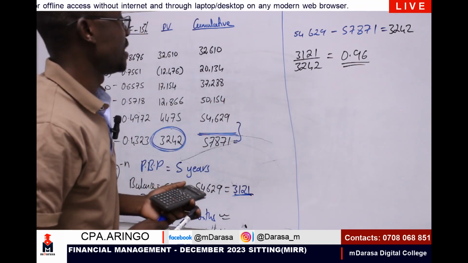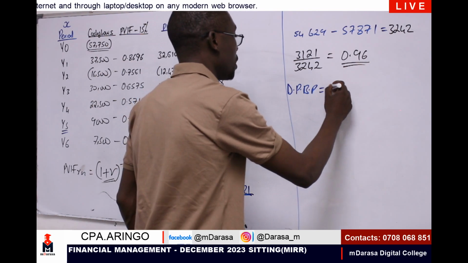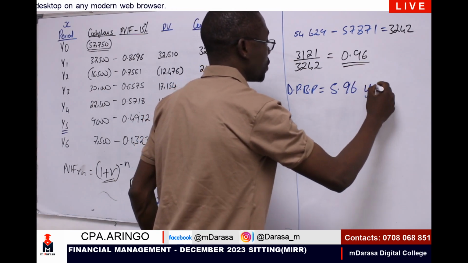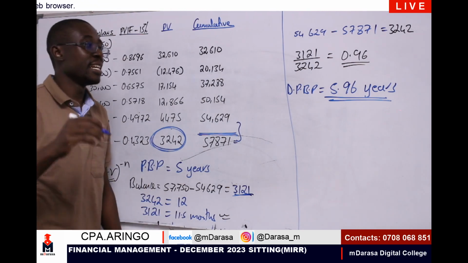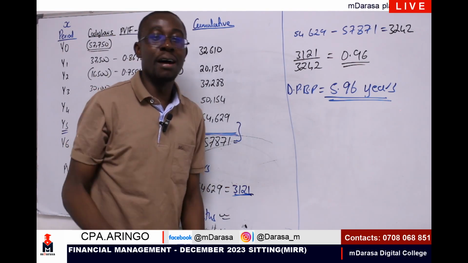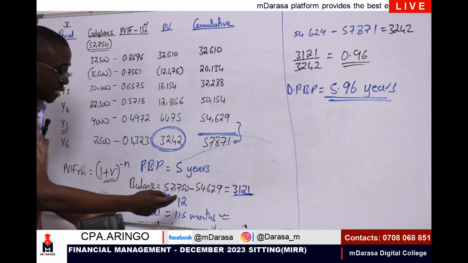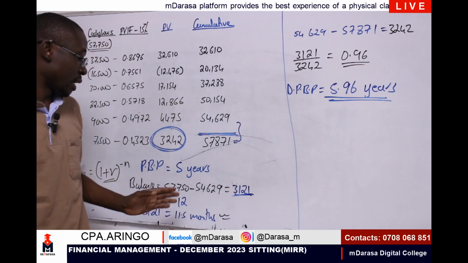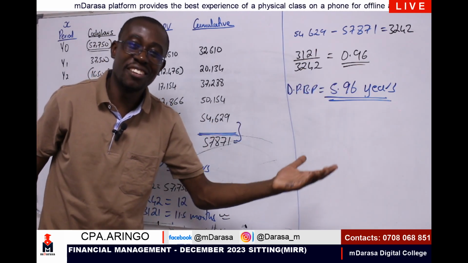So we can agree and say here that my discounted payback period will be 5 years, the one that we had, 5.96 years. That is the time that it will take us to earn our money back, the discounted payback period. So you can either use 5 years 11.5 months, or you can use the 5.96 years, whichever case you select.